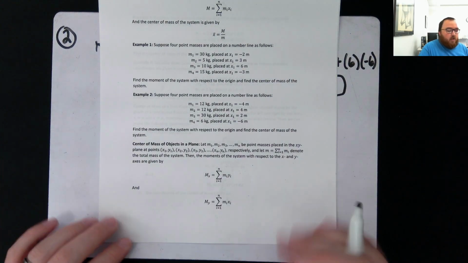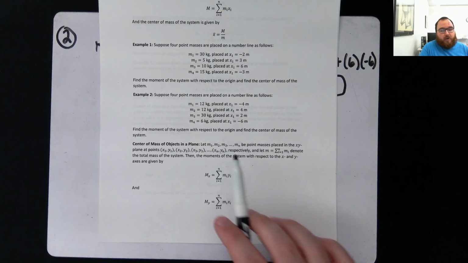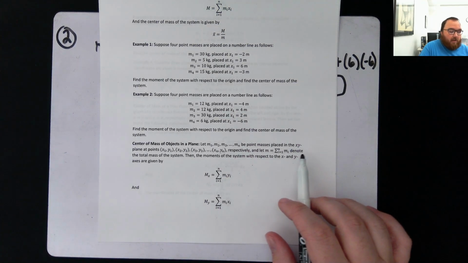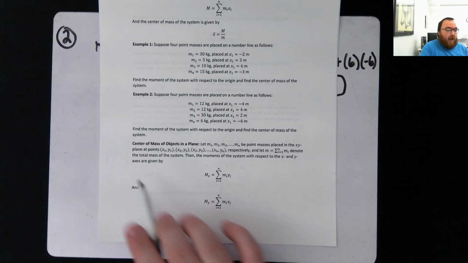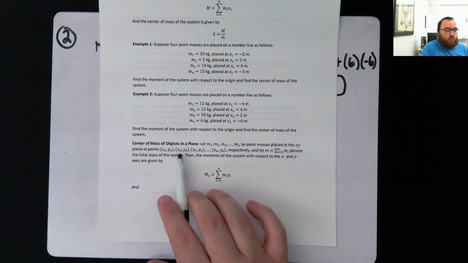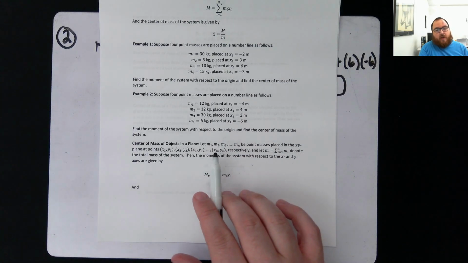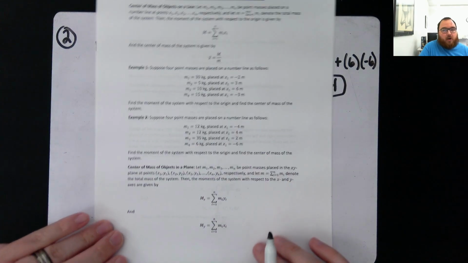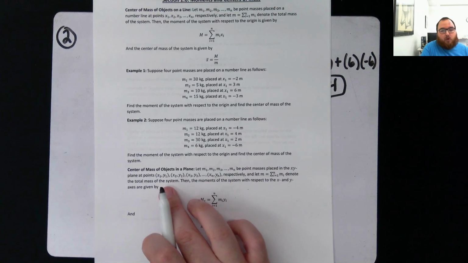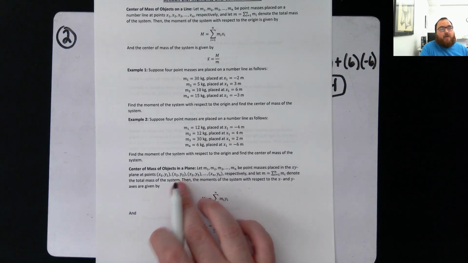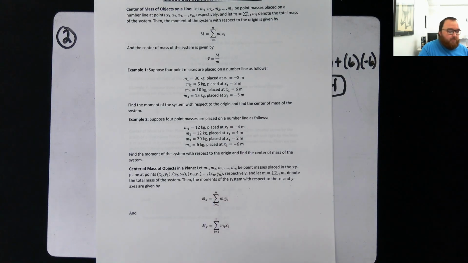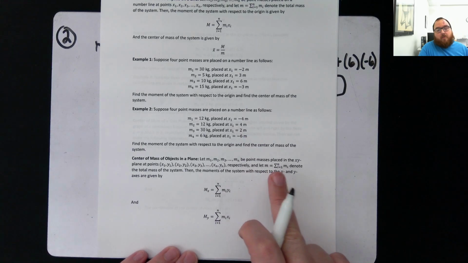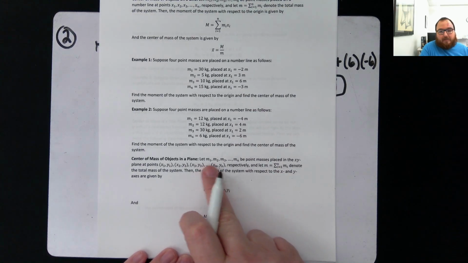Okay. So again, let M1, M2, M3 up until Mn be the masses placed in the xy plane at points x1, y1, x2, y2, x3, y3 up until xn, yn. So this is the same kind of thing as what we had up here. The difference is that these are points now, meaning I have x and y. Still, let M be the sum of every one of the masses I have here.